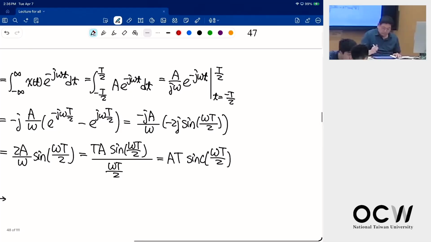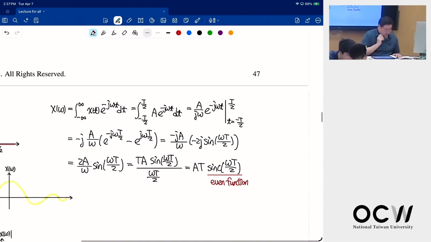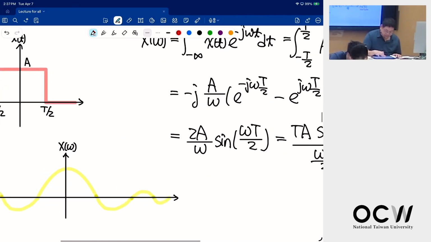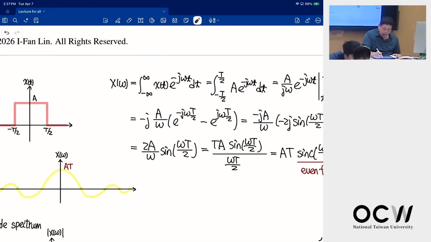Remember that the sinc function is an even function. Okay, then what is the peak? The peak will be A T. And when will we get 0? Here is omega. What values of omega give 0?